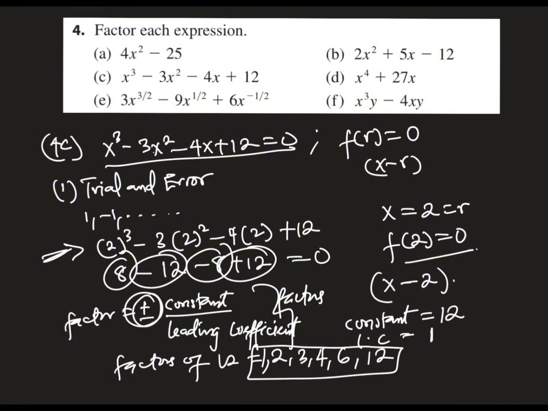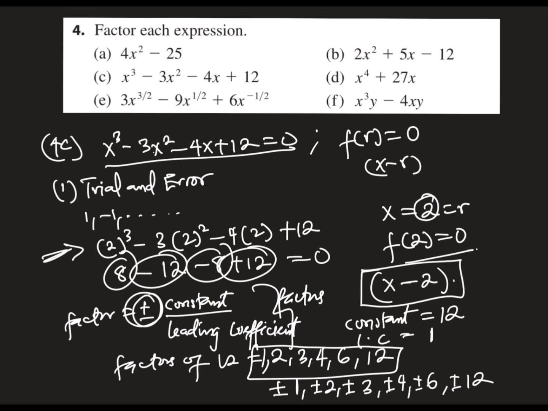Remember, I added plus or minus. So you are going to try plus or minus 1, plus or minus 2, plus or minus 3, plus or minus 4, plus or minus 6, plus or minus 12. So these are the numbers to try for this trial and error. I checked for 1 and -1, but I didn't write that. I realized it's not going to work. Then I moved to 2. So +2 worked. You can also try -2 and so on. But since you know the first factor, which is +2, there is another method.